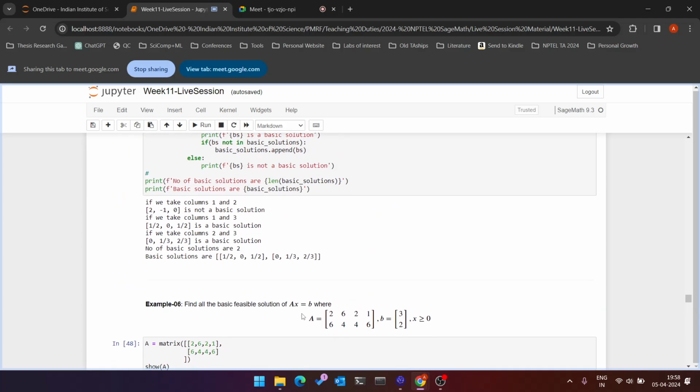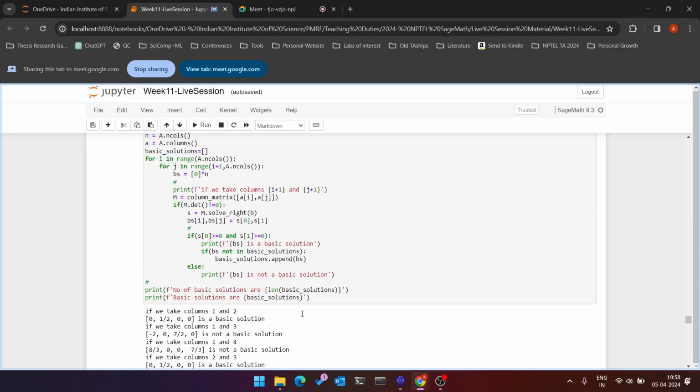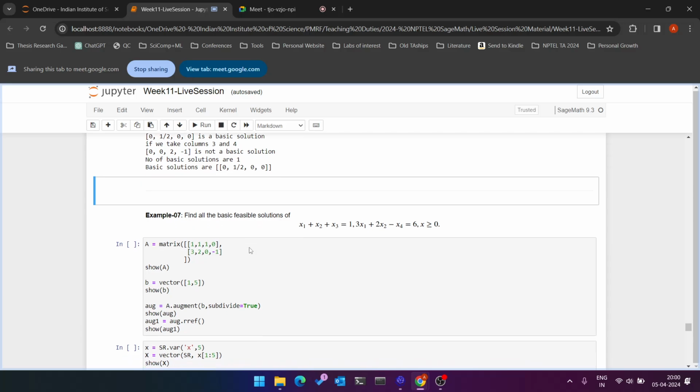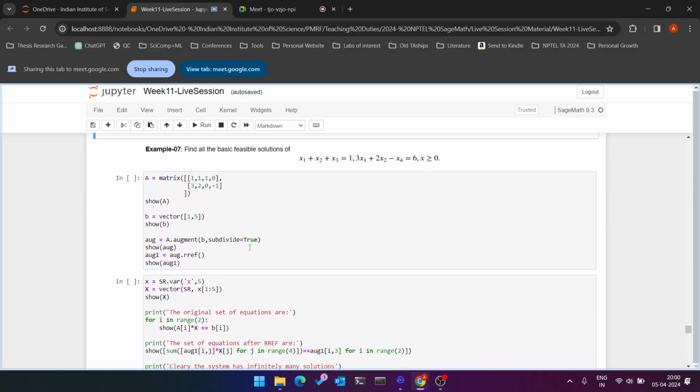Hope this example is clear. We'll move to the next problem, example number 7. Again, we wish to find the basic feasible solution for the problem given here: x1 + x2 + x3 = 1, 3x1 + 2x2 - x4 = 6, and x being strictly non-negative.